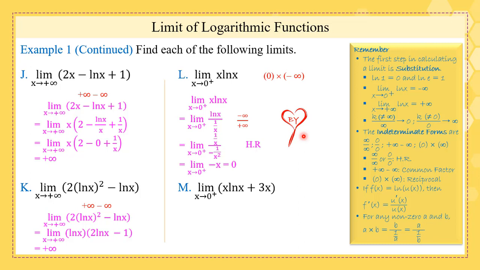The last limit, which is part M, find the limit of x ln x plus 3x as x tends to 0 plus. So here, the limit of x ln x as x tends to 0 plus is 0, and this is memorized by heart. And the limit of 3x as x tends to 0 plus is 0, and the final answer is 0.